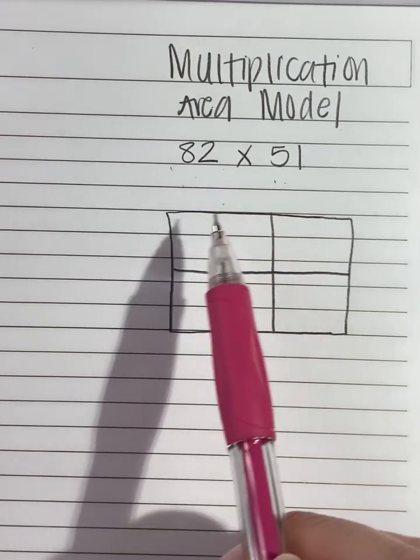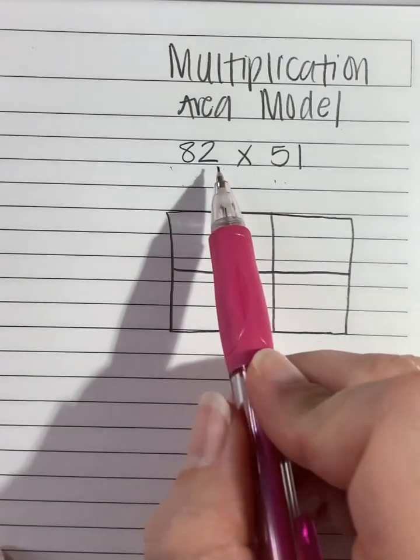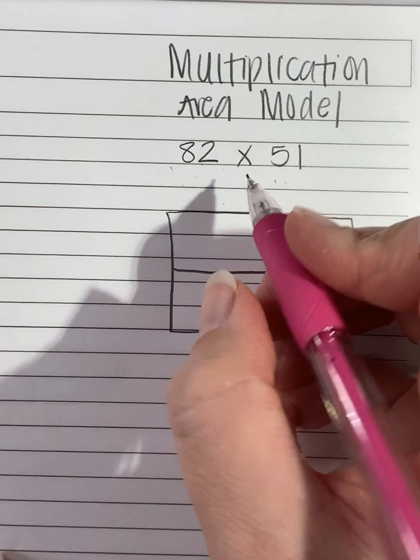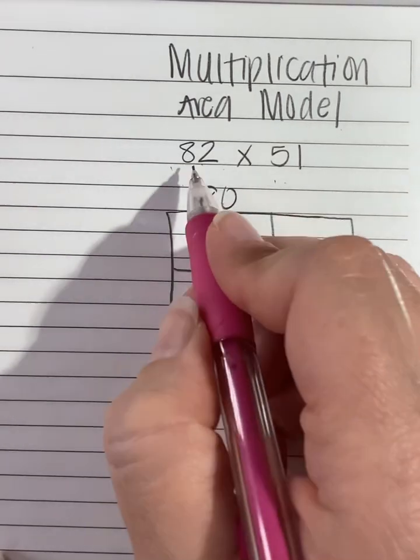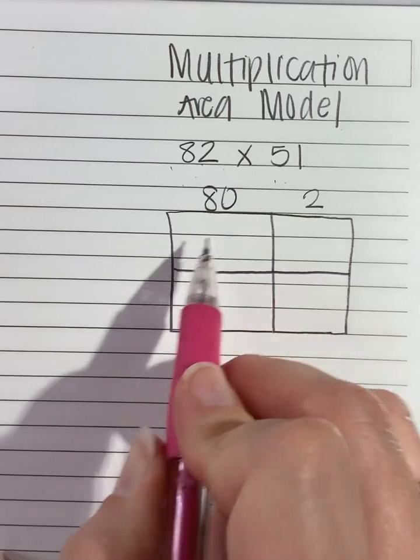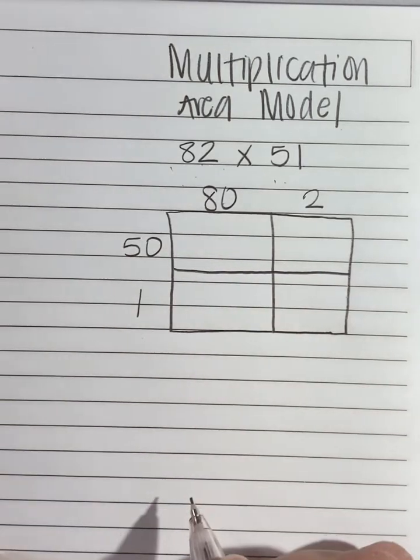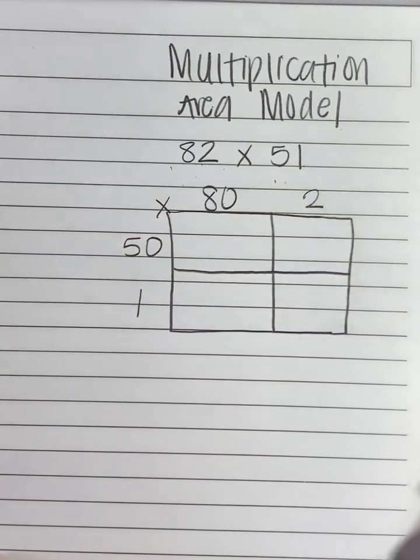And it really doesn't matter which number you put where as long as you break it down correctly. So I'm going to take 82 and I'm going to decompose it here on this top box with 80 because that's where my tens are, and then I have 2 in the ones place. I'm going to do the same thing to 51, but I'm going to do it out here on the side, 50 and 1. And then all I have to do is multiply.